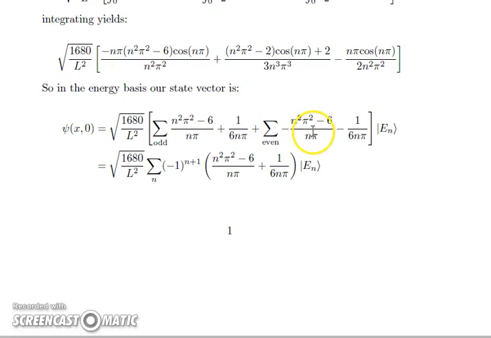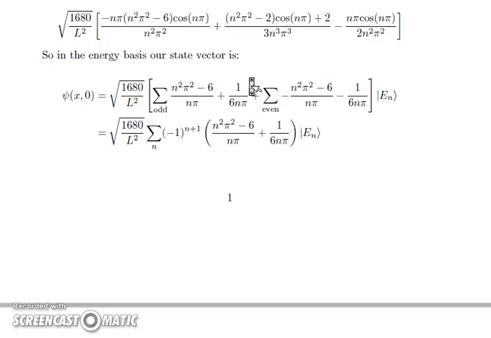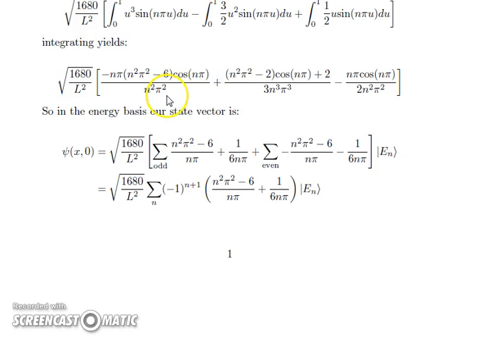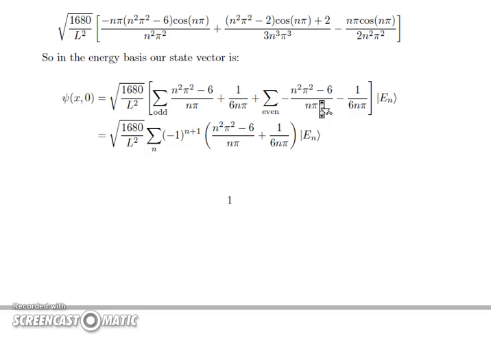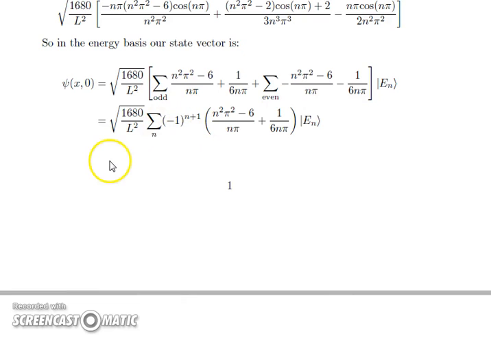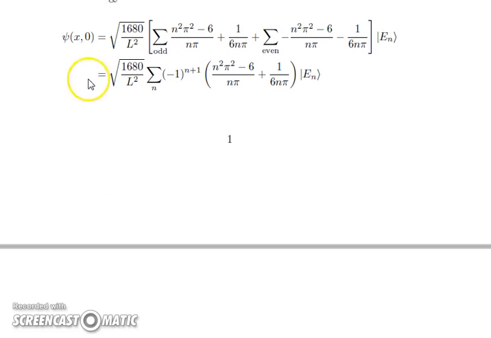So since the direction of our state vector and the direction of an arbitrary energy eigenvector exist, our state vector is the sum of that term over n. And we differentiate between odd and even terms, keeping the cosine of n pi, and then you can just rewrite that as an alternating series. So yeah, this is our wave function rewritten in the energy basis.